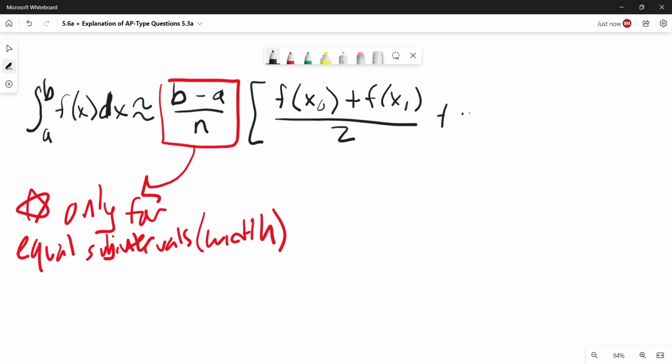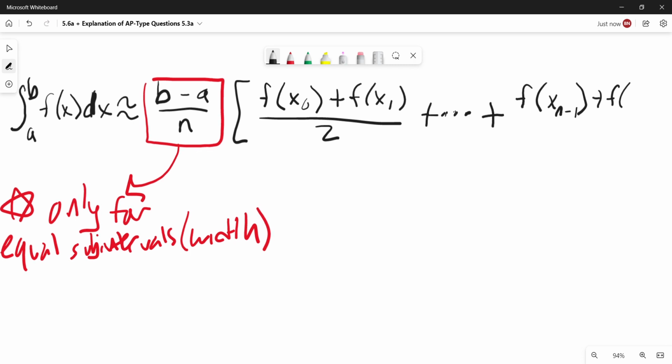Plus, and then you're going to have a whole bunch of stuff to insert in between these, depending on how many trapezoids you have. And then you'd have the very last one. They're all the same, you're just averaging. So if there are n trapezoids, that means the last one would be averaging the n minus first height and f of x sub n.